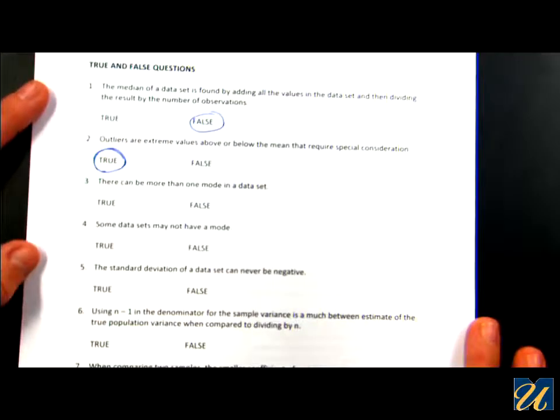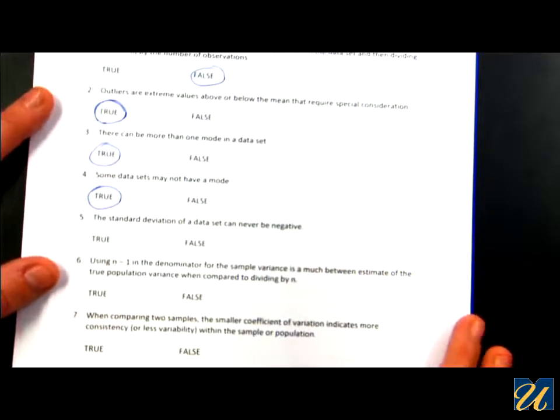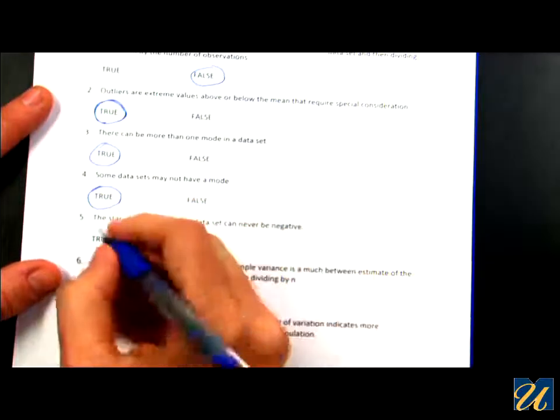There can be more than one mode in a data set. That is also true. Some data sets may not have a mode. That is correct. The standard deviation of a data set can never be negative. That is true.